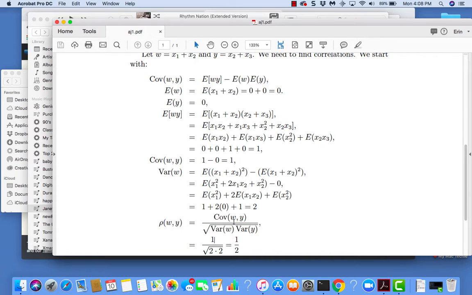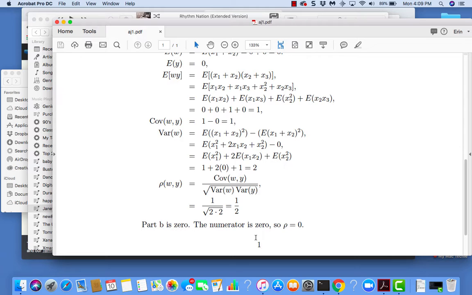So I have the covariance of w comma y all over the square root of the variance of the first term times the variance of the second. So the variance of w was equal to 2, and using the same logic, the variance of y is equal to 2, and that's going to be 1 over the square root of 2 times the square root of 2, and that's going to give me 1/2 as my answer.